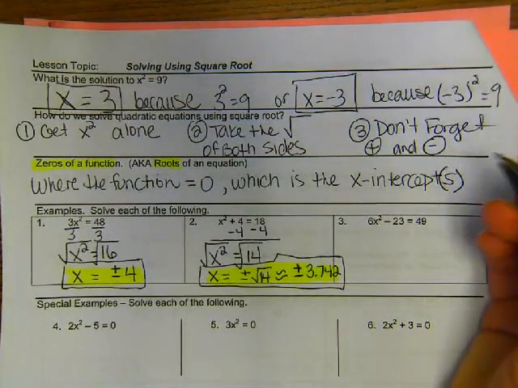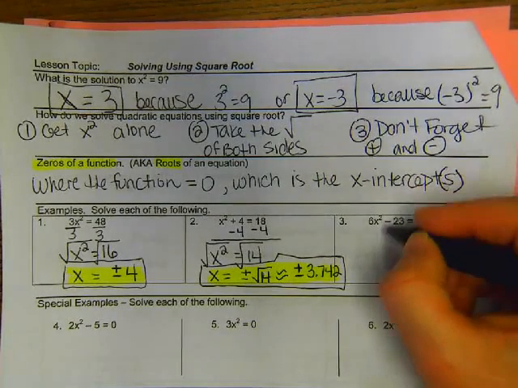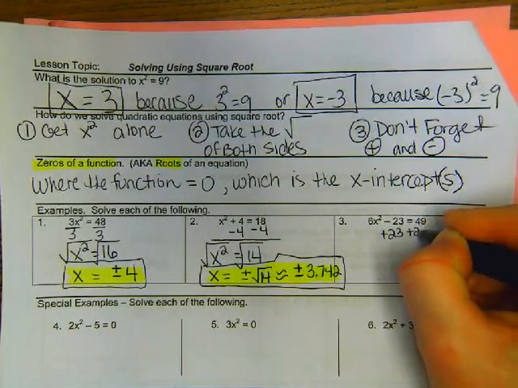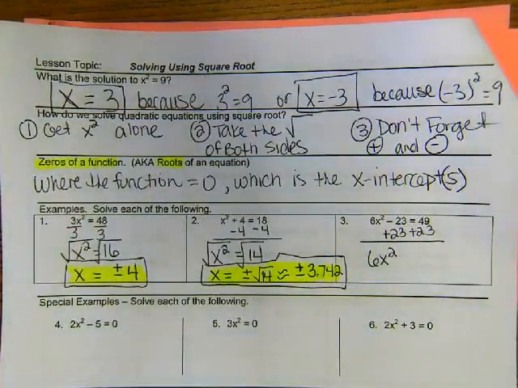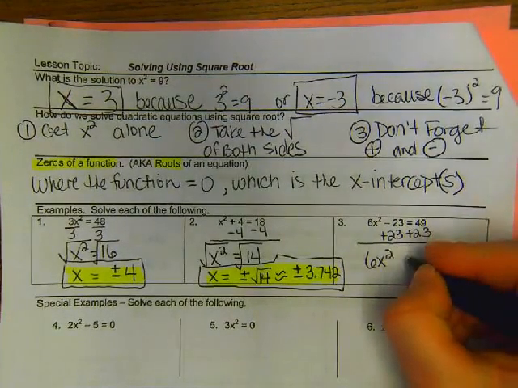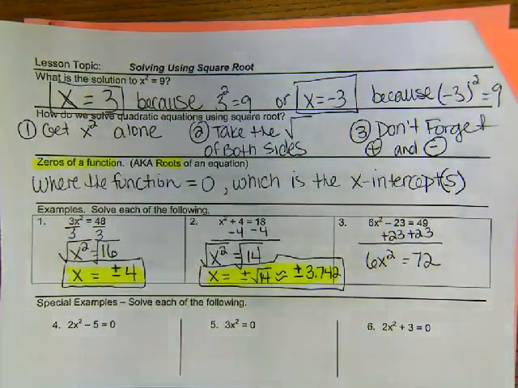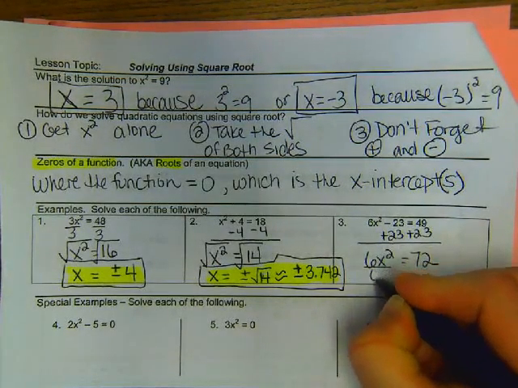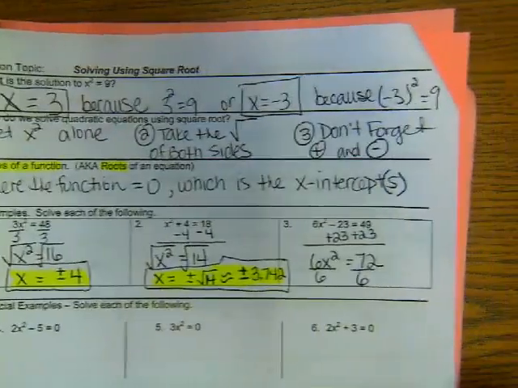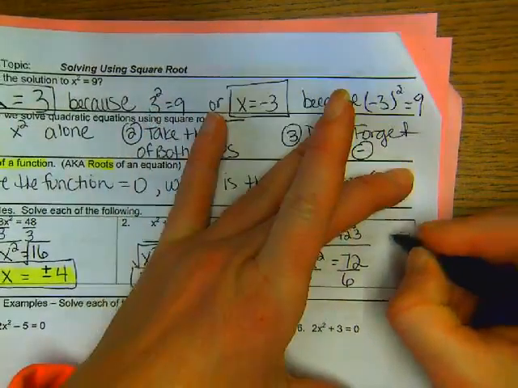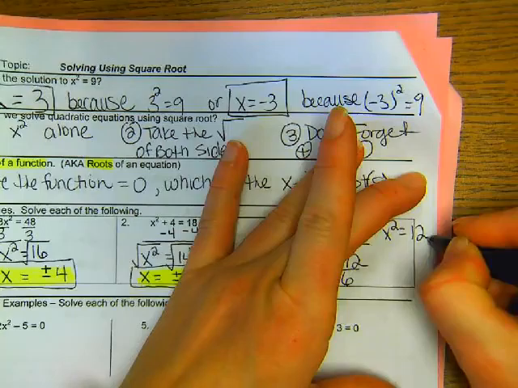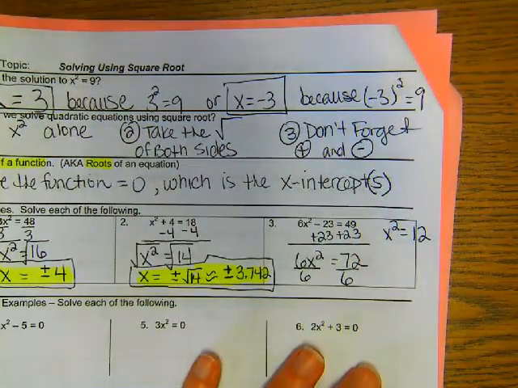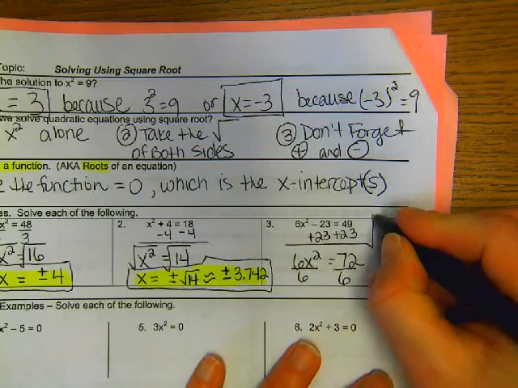What should I do first to get x squared alone? You add 23. Add 23, good. So 6x squared equals 49 plus 23, which is 72. Then divide. Let's divide by 6. What's x squared equal to? 12. Now take the square root. Positive and negative.